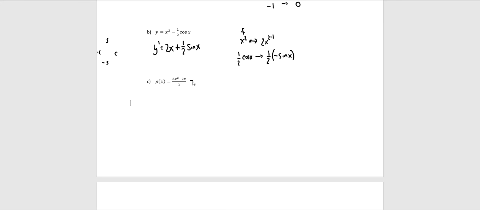And so what we would do is simplify first. This is 3x squared over x minus 2x over x. That's 3x minus 2. This is a linear function. We all know the slope of a linear function is the m. In this case, that's a 3. The derivative of 3x is 3. The derivative of a constant term, that negative 2, is 0.